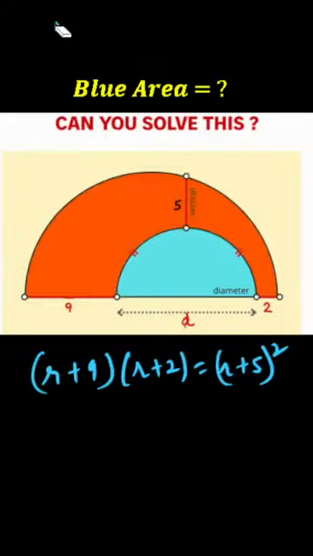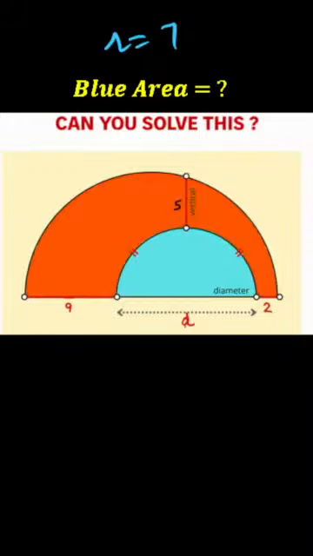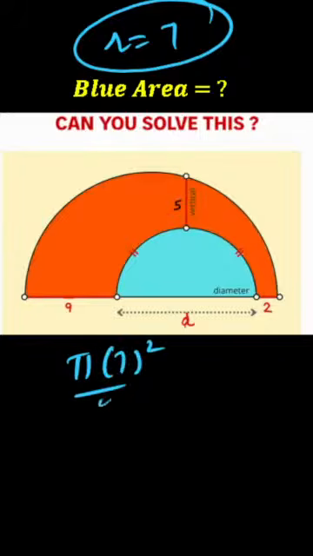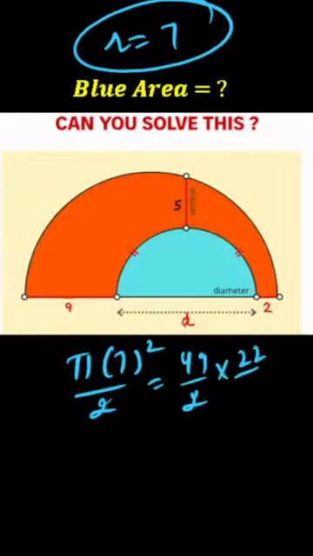So the correct explanation is already mentioned in the comment box by Black Avenger. He has used this approach and his answer is also correct. Once you get r, the radius of the blue semicircle, you can solve for the area, which is pi r square by 2. So it's going to be 49 by 2 pi, or if I substitute pi as 22 by 7, I get the shaded area as 77. 77 is the right answer.